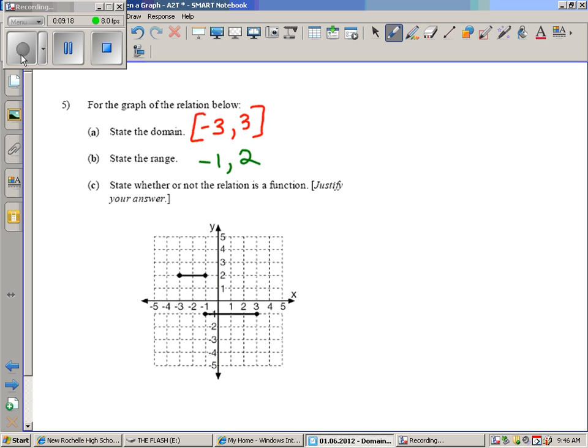-1. Yes. Now, is this a function? What do you think? Zoe, what do you think? It is or it isn't? It's not a function, because it fails the vertical line test. VLT.